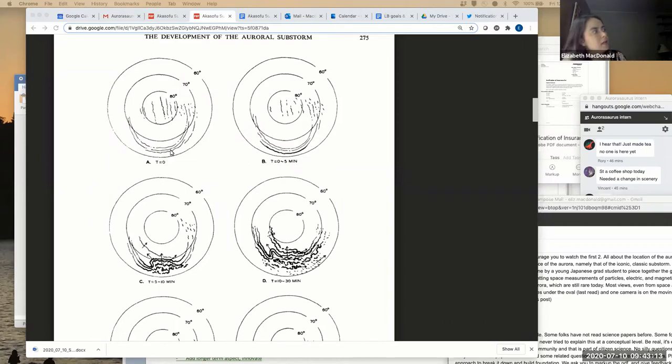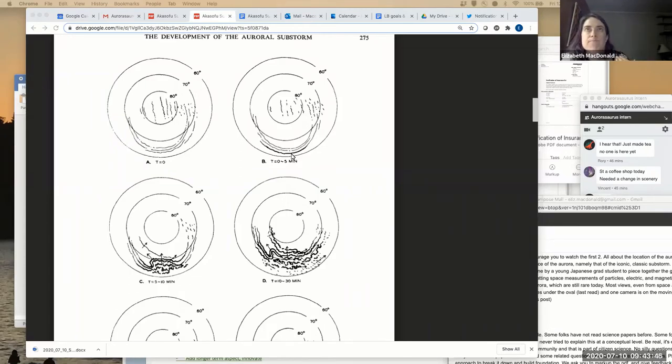lines are these quiet arcs. You can have one, you can have a couple of them develop. It's important to note, going from A to B, as this classic substorm develops, it's the equatormost arc that gets a little brighter, is a bit more of a bolder line here. So you can tell in B that that quiet arc has started to stretch south.